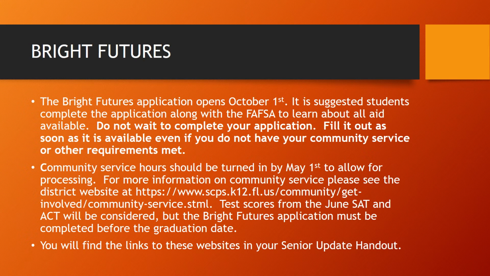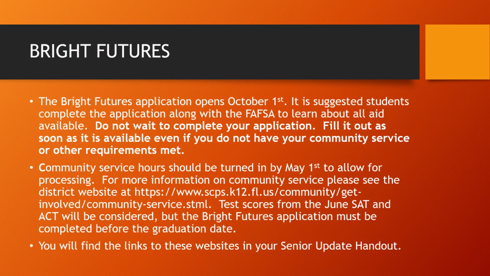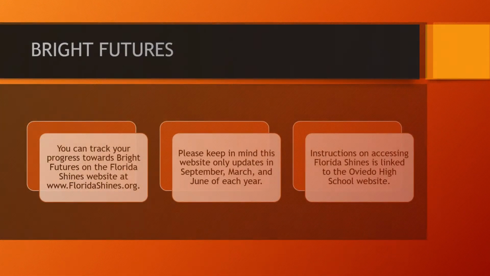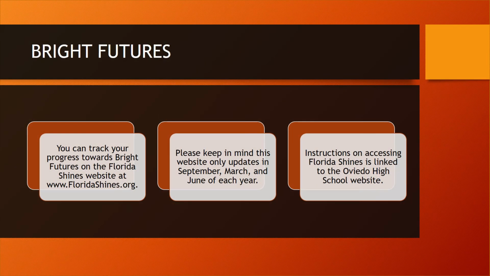Community service hours need to be turned in by May 1st to allow for processing, and you'll find the links to the websites for Bright Futures Community Service as well as for the FAFSA form in your senior update handout. Now you can also use the floridashines.org website to track your progress towards Bright Futures. Please keep in mind that the website only updates in September, March, and June of each year, and instructions on accessing Florida Shines is linked to the Oviedo High School website.